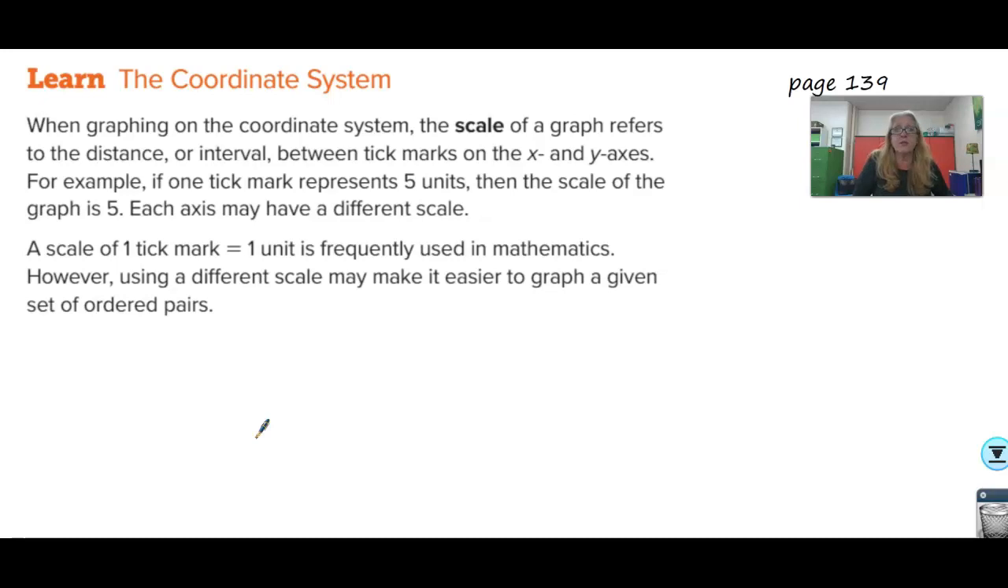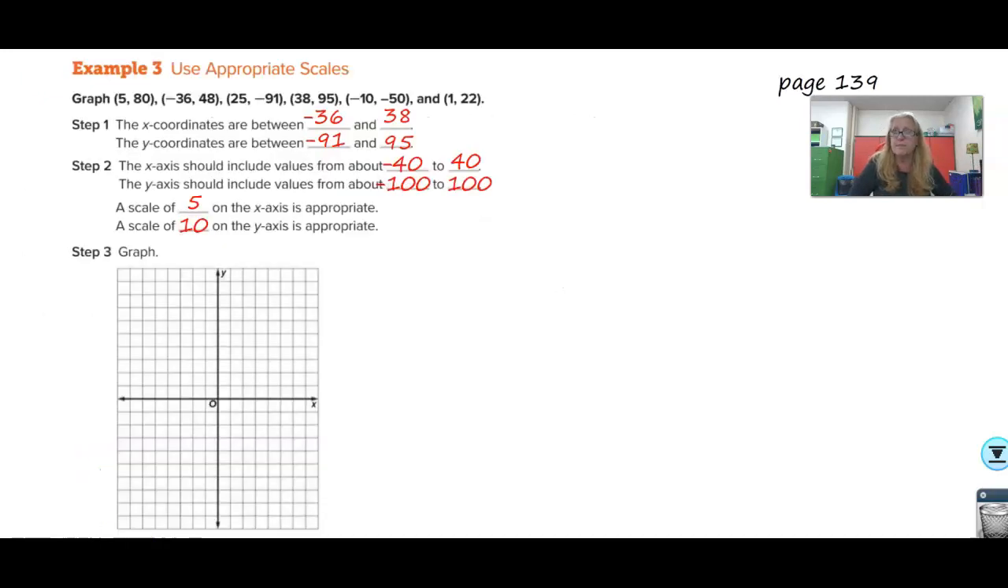When graphing on the coordinate system, the scale of a graph refers to the distance or interval between the tick marks on the x and y axis. So when they talk about scale, are you counting by ones? Are you counting by fives? Are you counting by tens? All right, and tick marks are each little line on the coordinate grid. That's what that says in English.